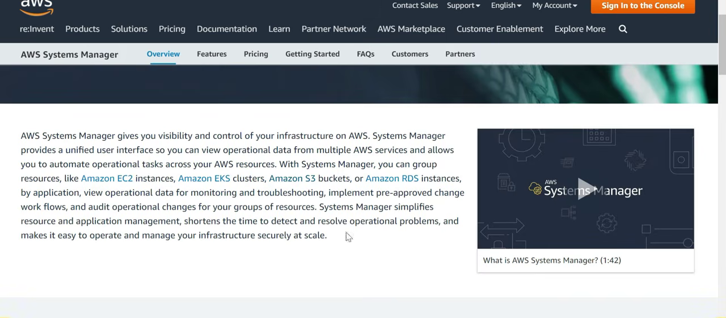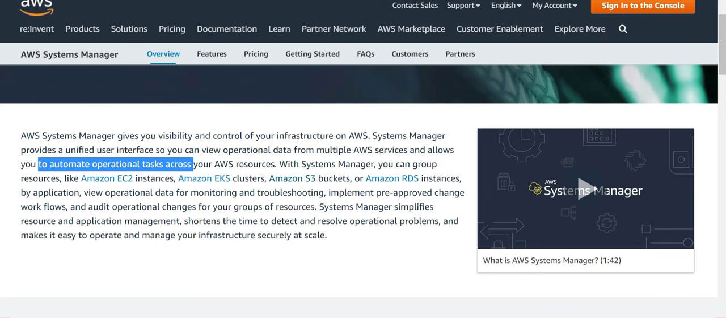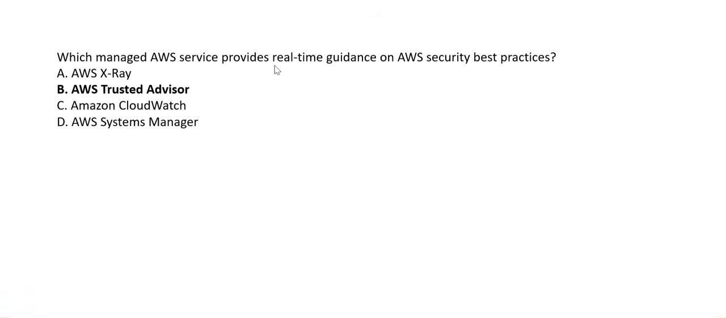Systems Manager provides a unified user interface so you can view the operational data from multiple AWS services and allows you to automate operational tasks. It's a different purpose. Our question says to provide real-time guidance on the security best practices, and Trusted Advisor looks correct.